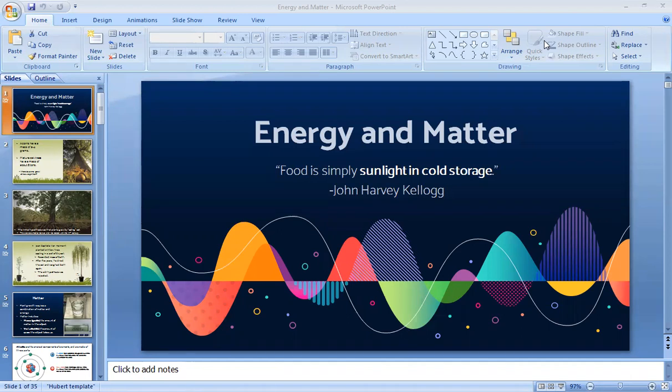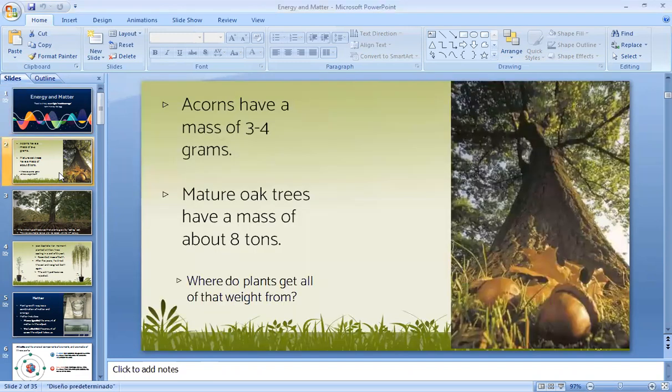Food is simply sunlight in cold storage, by John Harvey Collins. Atoms have a mass of 3 to 4 grams. Mature trees have a mass of about 8 tons. Where do plants get all the weight from?